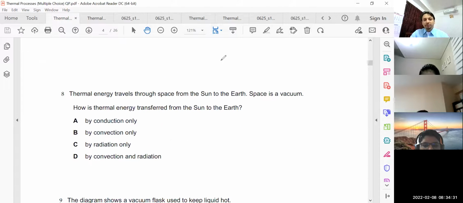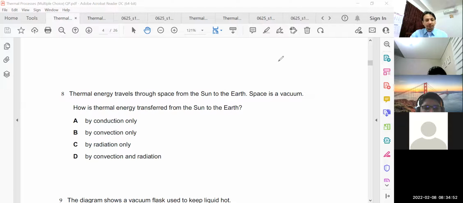Next question, children. Question number 8. Thermal energy travels through space from the sun to the earth. Space is a vacuum, okay? How is thermal energy transferred from the sun to the earth? What process? When I was explaining the radiation process, I told you, children, radiations come from the sun. Yes, it's a radiation process. Question number 8, the right answer is C.